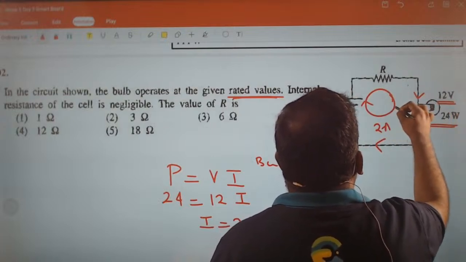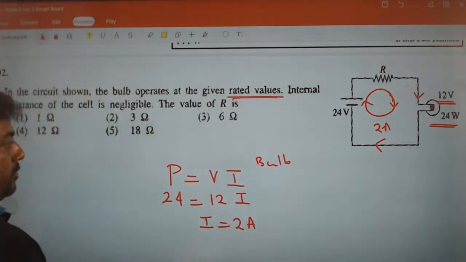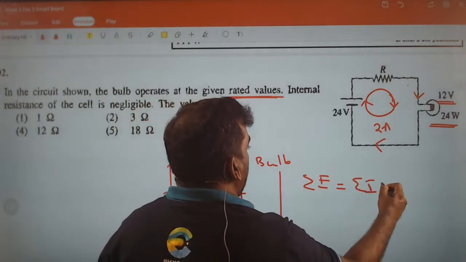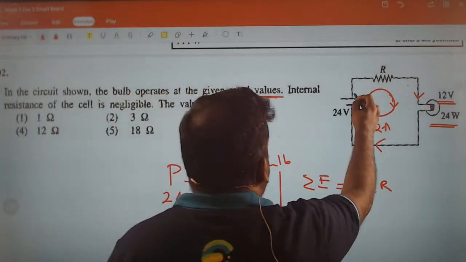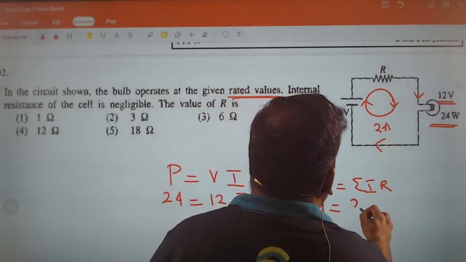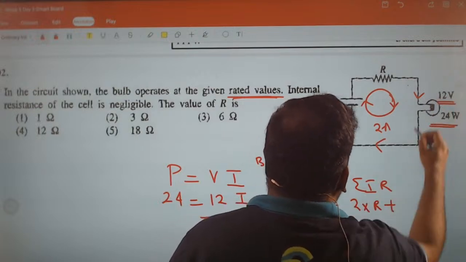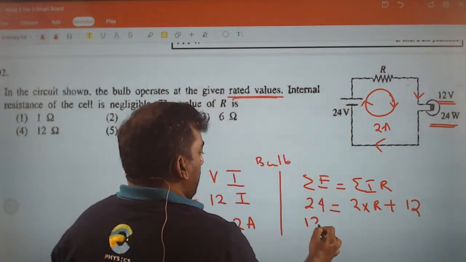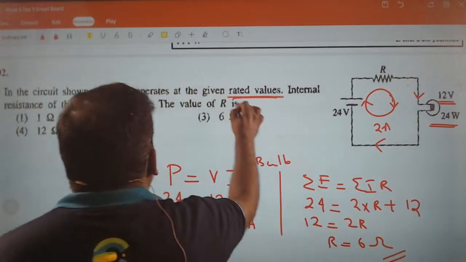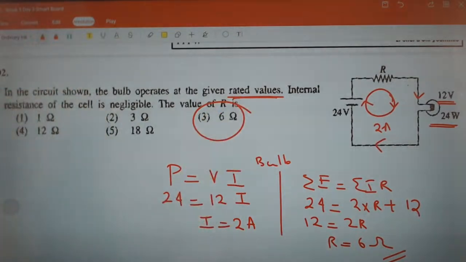Now apply Kirchhoff law. If you apply Kirchhoff law, sum of EMF equals sum of potential differences. Loop direction, current direction same. 2 times R plus voltage here is 12. So 12 equals 2R plus 12, and R is equal to 6 ohm. 6 ohm means correct answer is answer number 3. Okay.